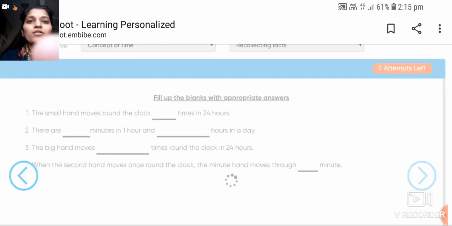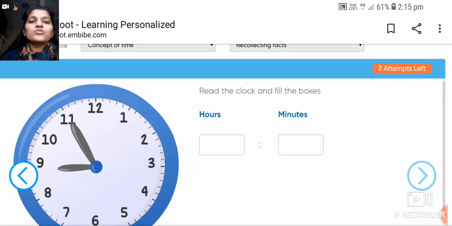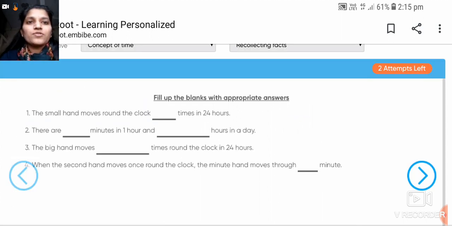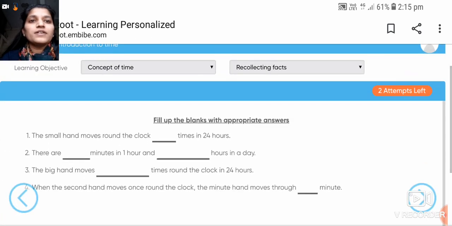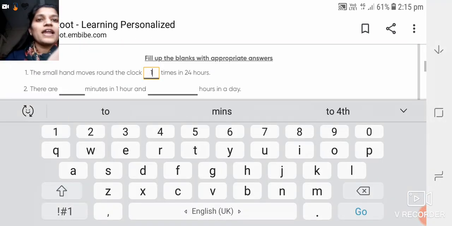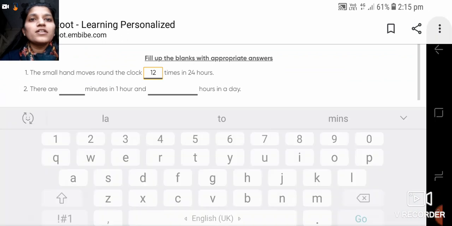So here I would like to show you one clock. Students, here we can see that there are 12 numbers on the clock, and how many times does the small hand go round in one day? Here we can see that 12 hours are there, that means it will move 12 times. Okay, so we'll write the answer, and after that we'll check the answer.